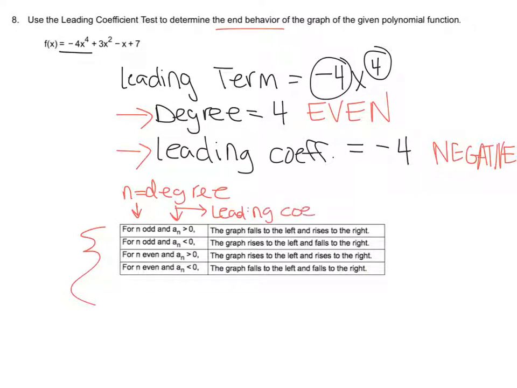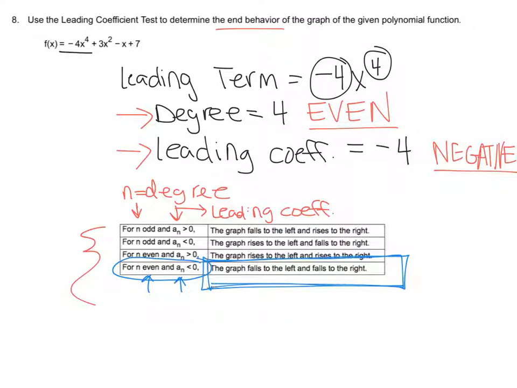So we're looking for an even degree and a negative leading coefficient. Here I have n is even and a sub n is less than 0. Then we have an end behavior of the graph falls to the left and falls to the right. So since I do have an even degree and my leading coefficient is less than 0, I know that my graph falls to the left and falls to the right. This is my answer, and that is called my end behavior.